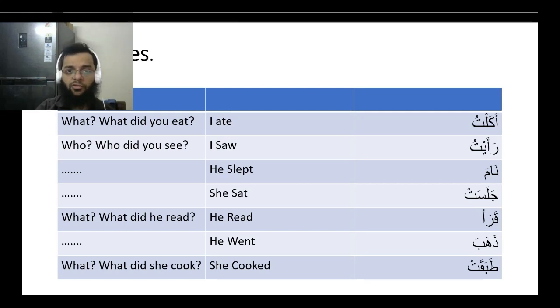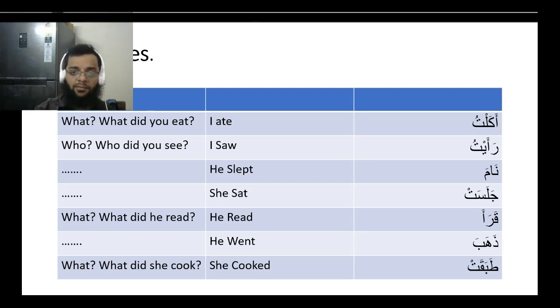Does a question of what or who come? If there comes a question of what, then it most probably means that there was some communication problem, otherwise the question is invalid. When did he sleep, why did he sleep, where did he sleep, those are not what we are talking about. Jalasat, which means she sat. Does the question of who or what come? No, it doesn't. So this is an intransitive verb.